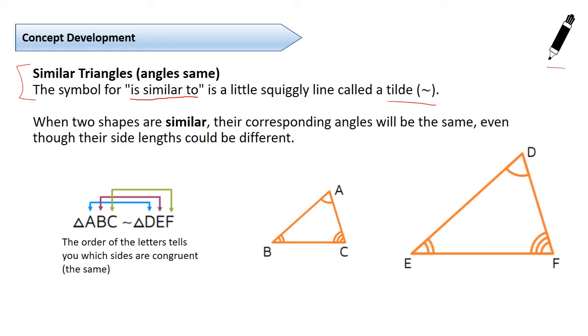We can see, guys, we have a pen mark, so we need to be taking these notes down. When two shapes are similar, their corresponding angles will be the same, even though their side lengths could be different. So their angles are what tell us that the two shapes are similar.